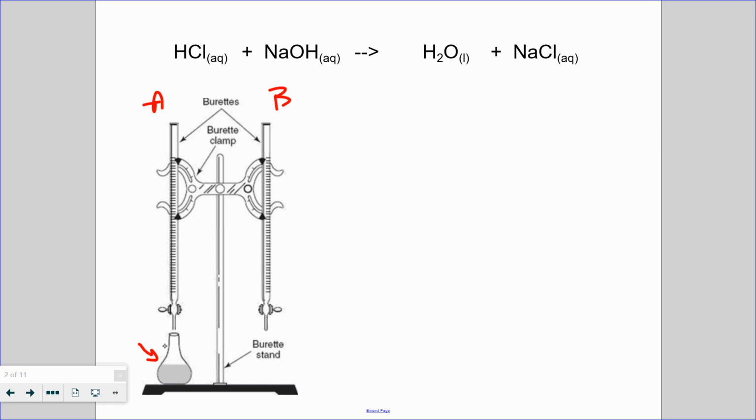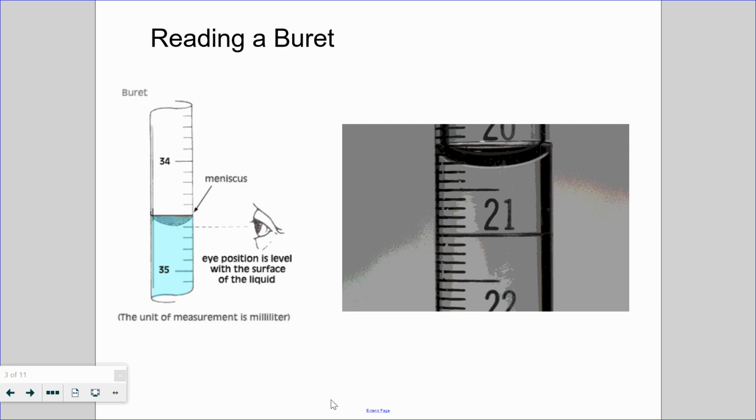Now, if we take a closer look at these burettes, you can see they're graduated and they have these little valves on them, so you can turn the valve on and off to allow some of the liquid in A and in B to fall down into the reaction vessel. But let's take a closer look at those, and we'll come back to this in a second. If we look closer, they look like graduated cylinders, except they appear to be upside down.